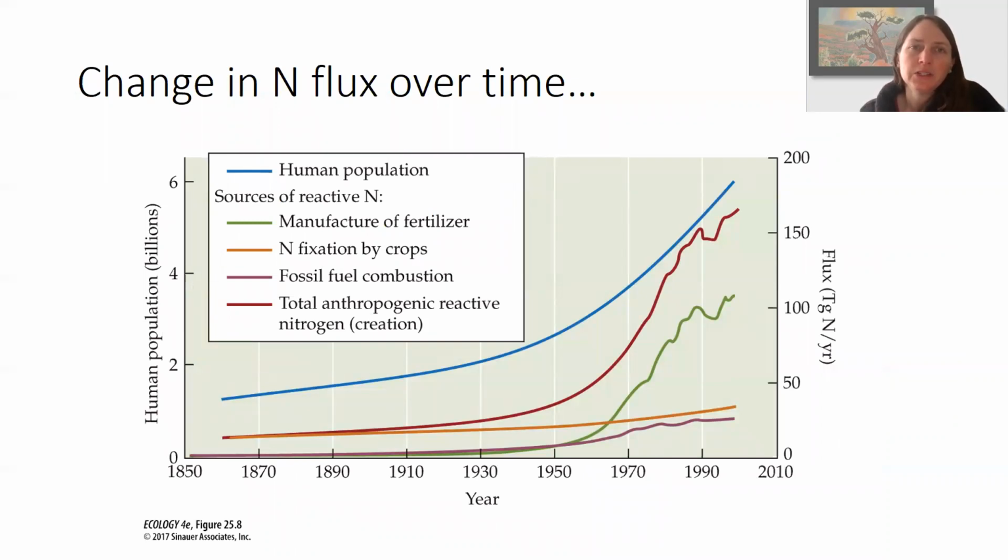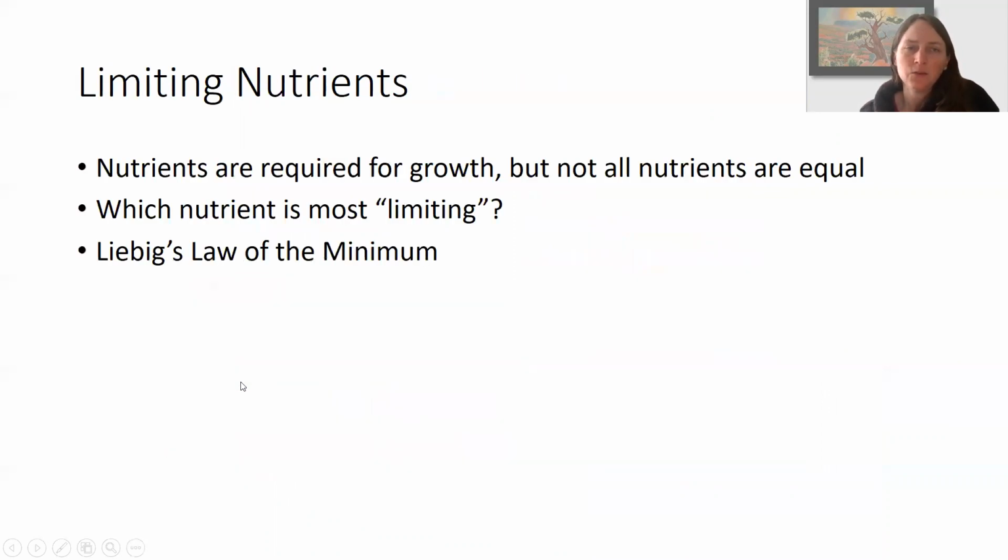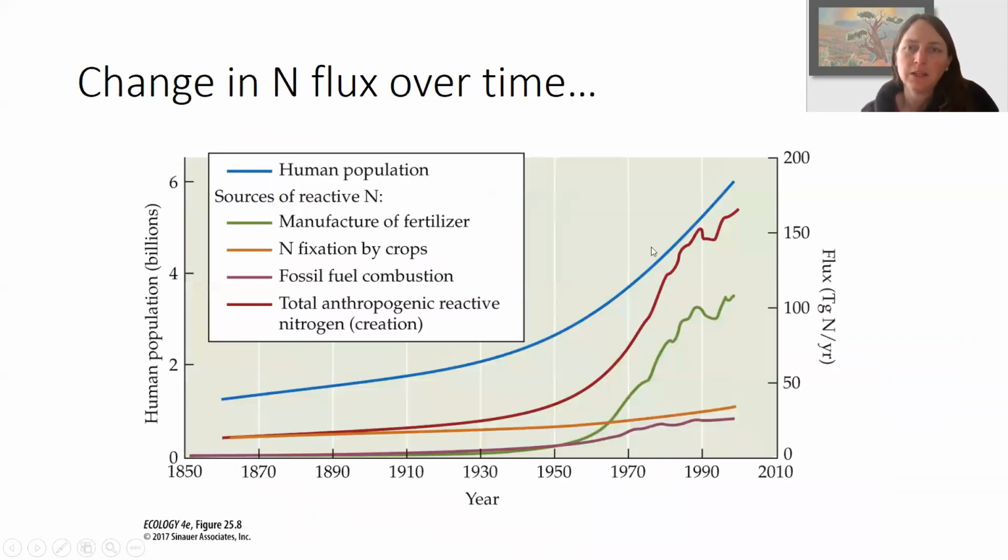So here you can see the change in nitrogen flux over time as human populations have increased. As human populations have increased here, you can see that the total anthropogenic reactive nitrogen creation, this red line, has just skyrocketed. And that's mainly because of increases in fertilizer in the Green Revolution since 1950. So this is all fertilizer increases and a little bit of increase in nitrogen fixation by crops like soybeans and lentils and peas and things like that, and some increase in fossil fuel combustion as well.